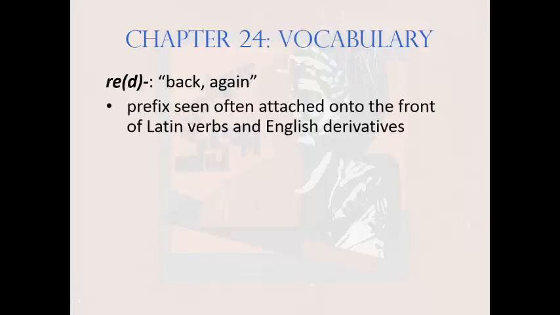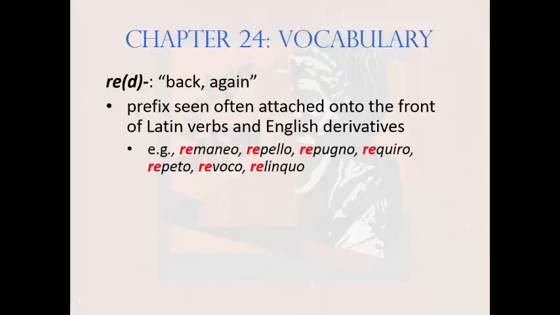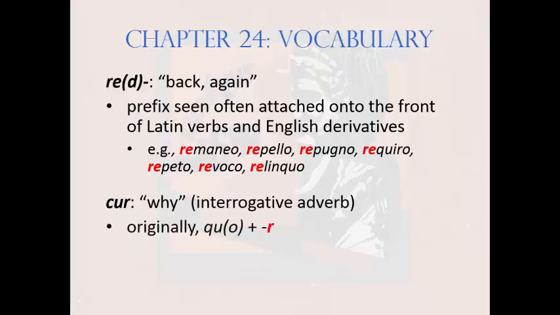The next entry on this vocabulary list is a prefix, re, sometimes red, meaning back or again. It's seen often attached onto the front of Latin verbs, and consequently many English derivatives too. For example, remaneo, repello, repugno, requiro, repeto, revoco, and relinquo, all of which have important English derivatives. The next word is another small, simple form, the interrogative adverb cur, meaning why. Originally, in early Latin, it was quor, a combination of the question form quo, and ar, an adverbial ending seen also in English here and where.